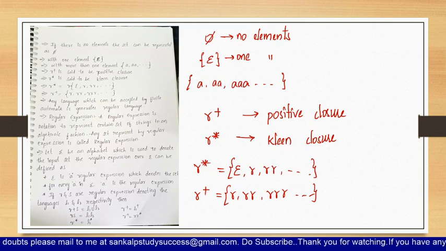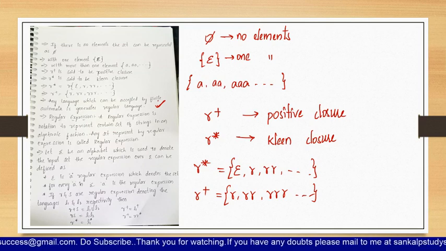Any language which can be accepted by finite automata generates a regular language. So what generate regular languages are any strings or any languages which are accepted by finite automata. Those will generate a regular language.